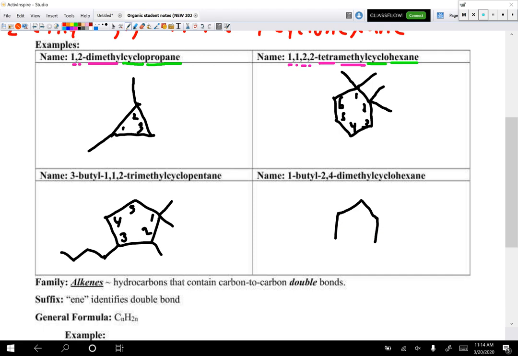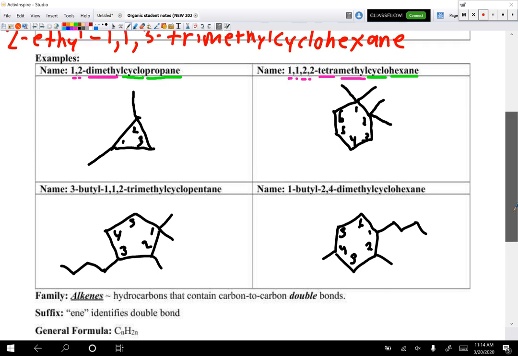So we draw our cyclohexane. So we got 6 carbons in a closed ring. I'm going to label carbon 1 right there. You can do it whichever way you want, but I just choose that one. So off carbon 1, I'm going to have my butyl, which is 4 carbons. So I go 1, 2, 3, 4. Off carbon 2, I have a methyl, and carbon 4, I also have a methyl. And that's what our 1-butyl 2,4-dimethylcyclohexane will look like.